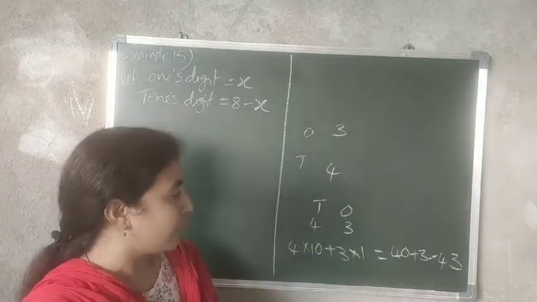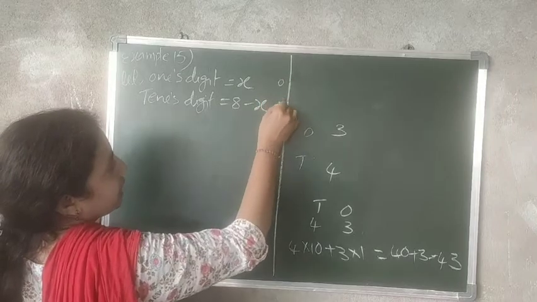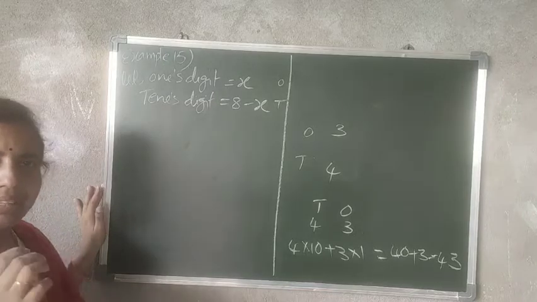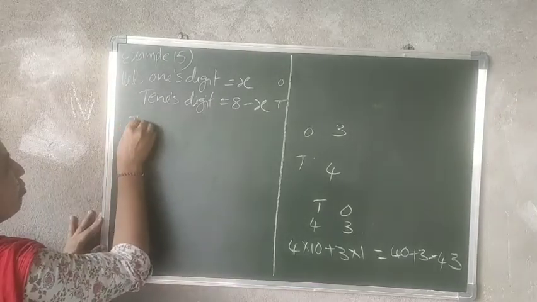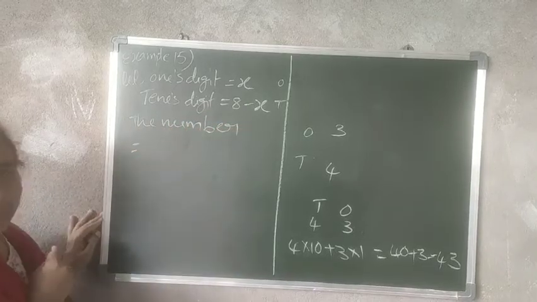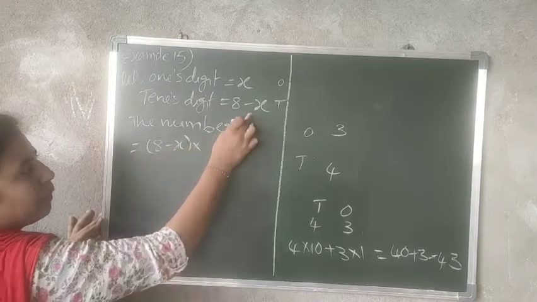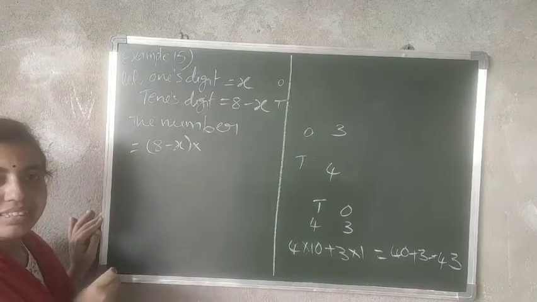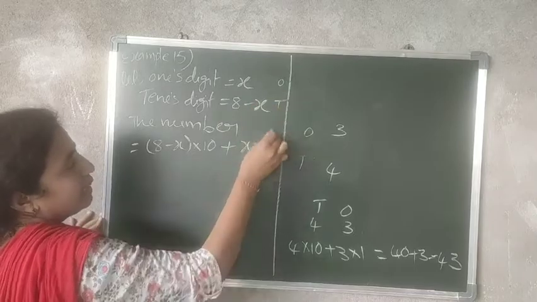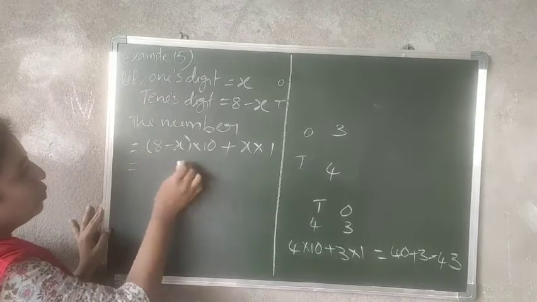Same goes like that only. See here, this is ones digit and this is tens. X is in ones place, 8 minus x is in tens place. Therefore, the number is equal to, you have to find the number, no? 8 minus x digit into its place. What is its place? It's in tens place, so into 10 plus x, it's in ones place, so into 1.